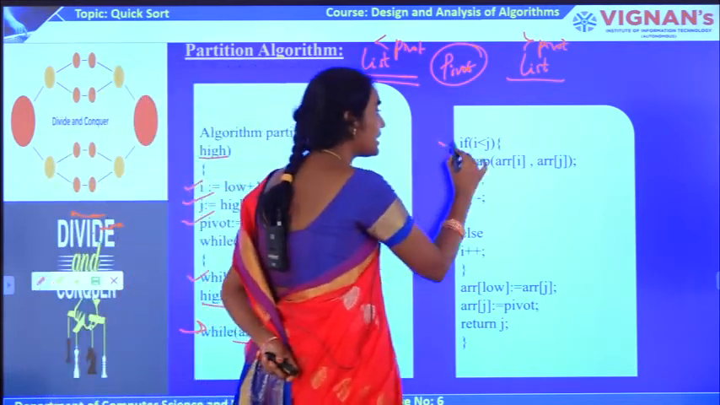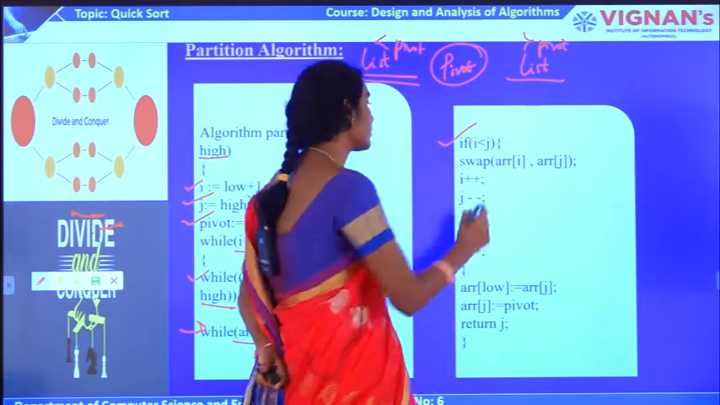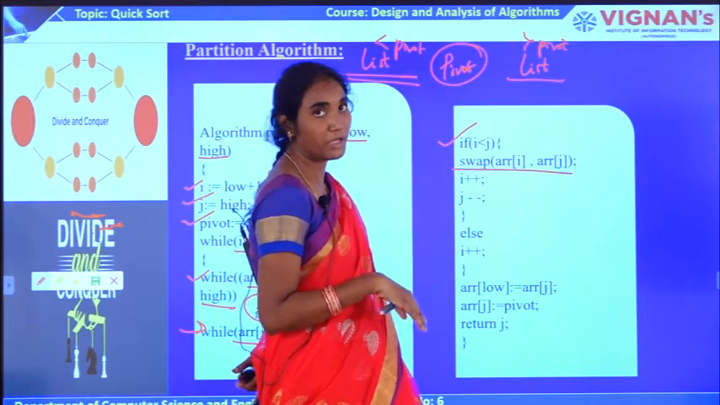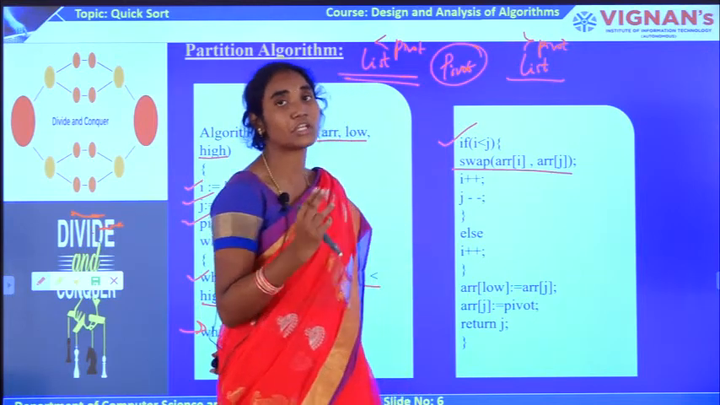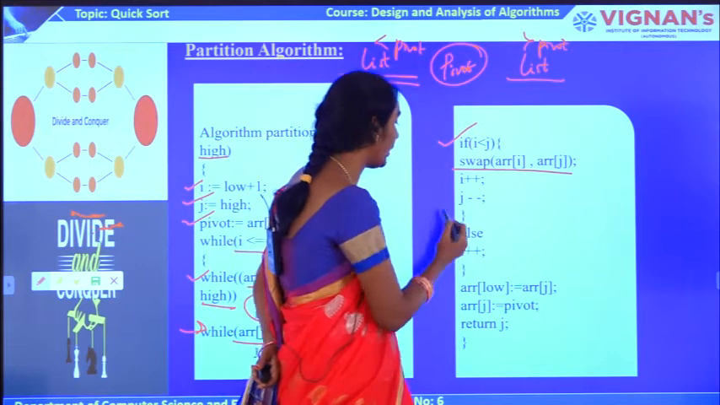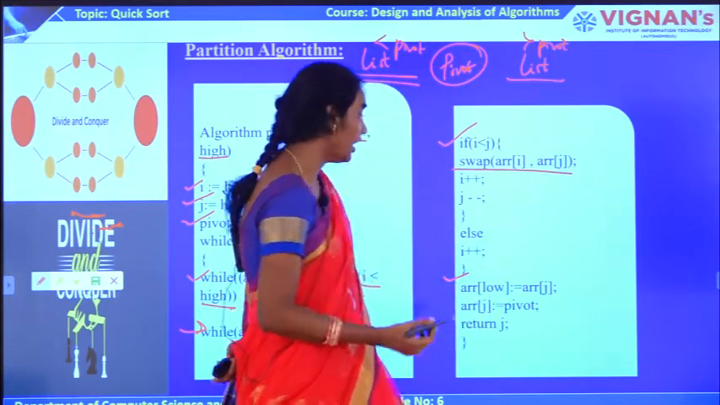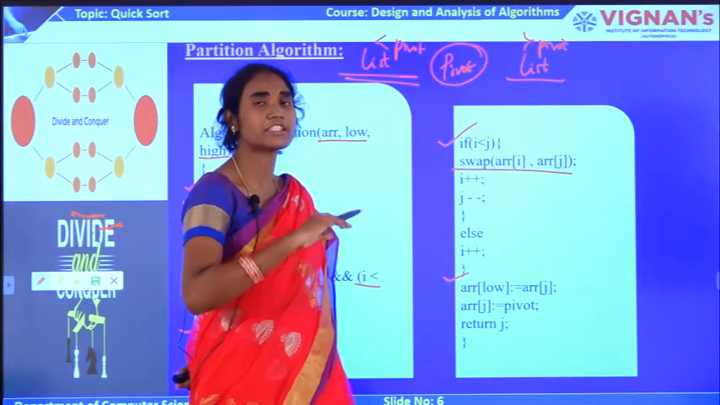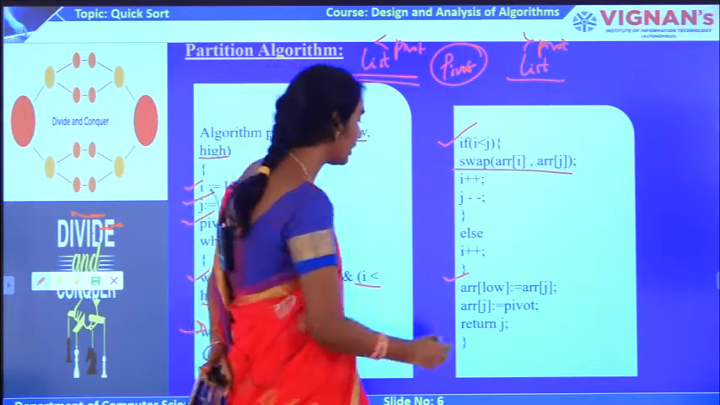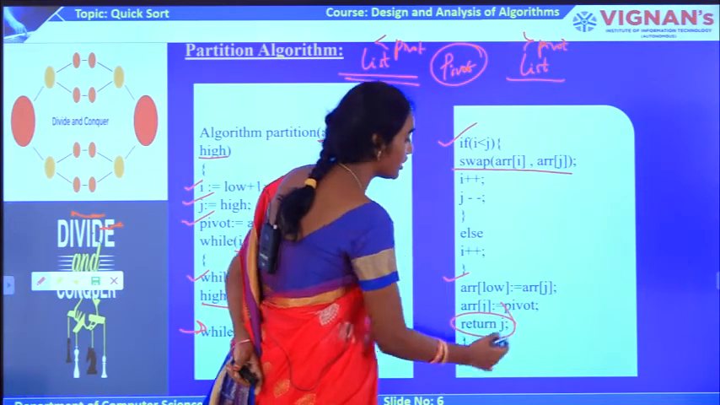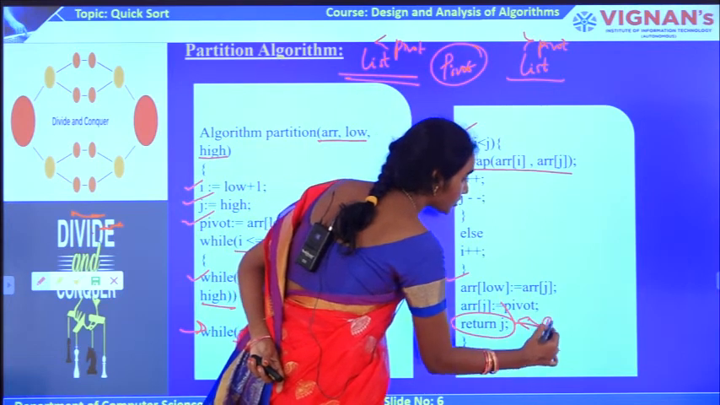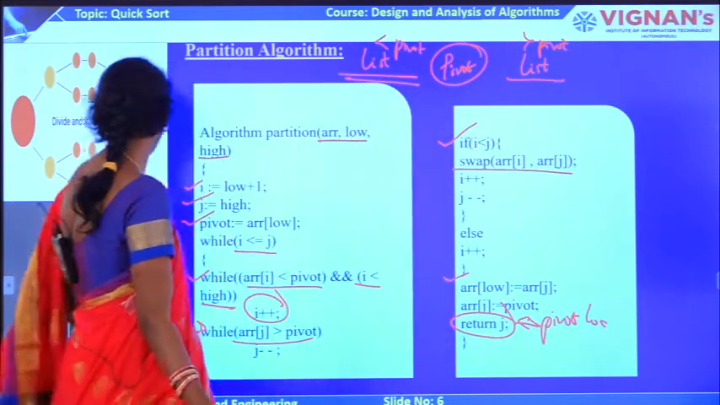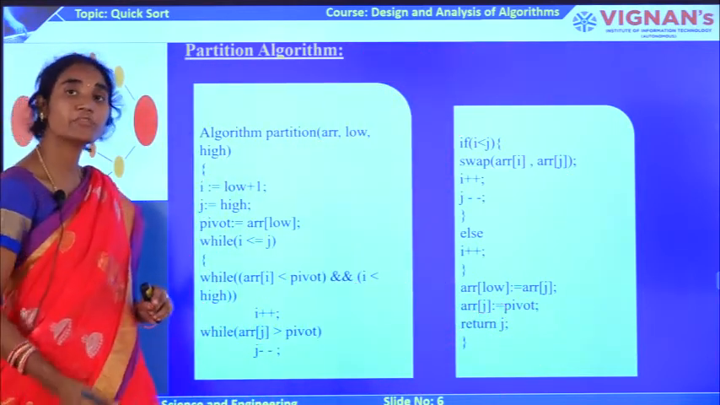Now if i is less than j, in that case swap array of i and array of j, and finally i plus plus and j minus minus, because i is a forward pointer and j is a backward pointer. Now else i plus plus. Finally array of low to be array of j and array of j to be pivot, because this is a final exchange. So that I will be returning j. j is nothing but the pivot location. Okay, now this is the algorithm for partition.